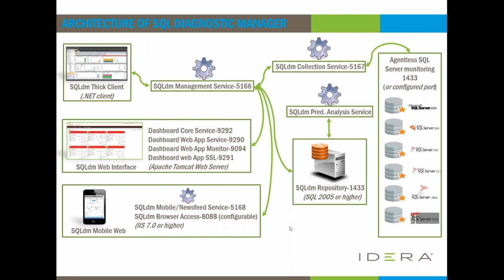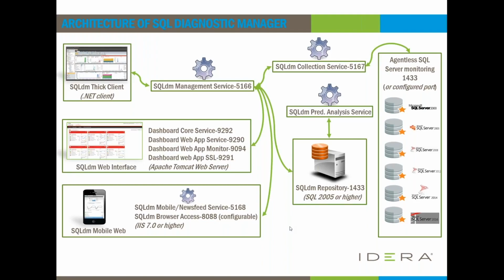So the collection service gathers that performance data. It's the worker bee responsible for gathering that data. It hands it off to the management service. The management service is what I call the doorway to the repository. And the repository is the backend database running on SQL 2005 or higher. I call the management service the doorway to the repository because it is responsible for putting data into the repository, and it's also responsible for retrieving that data to update the console.